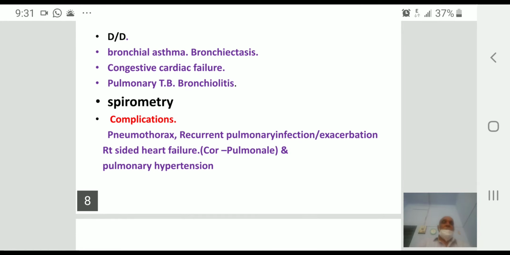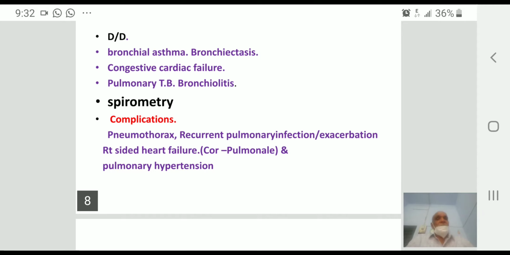Now the differential diagnosis. When the patient has shortness of breath and chronic sputum production, meaning chronic cough, one is bronchial asthma, and second is bronchitis with sputum production. A patient with a cardiac lesion and dry cough suggests congestive cardiac failure. And in pulmonary TB, the patient has chronic cough and sputum production also. So TB is considered a differential diagnosis in COPD.